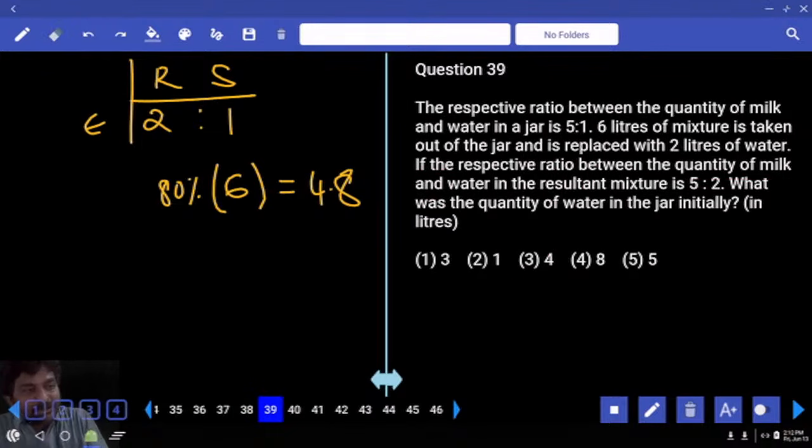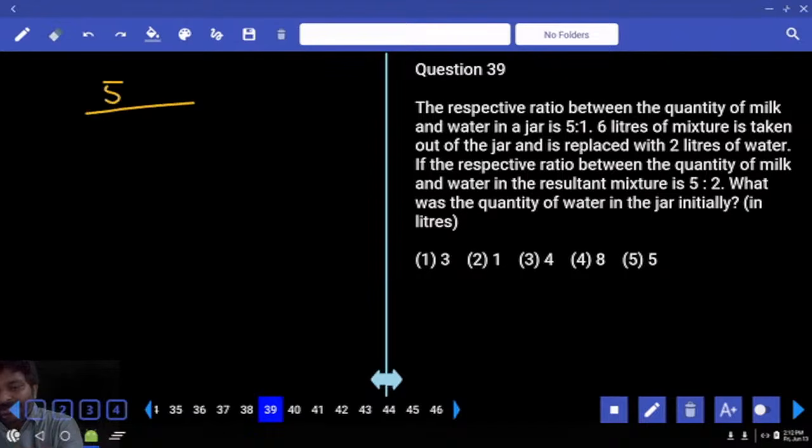The respective ratio between quantity of milk and water in a jar is 5:1. 6 liters of mixture is taken out from the jar and is replaced with 2 liters of water. Initially, we have 5:1 ratio, 5 parts of milk, 1 part of water. Total how many parts? How many liters of the quantity is taken out? Even in that 6 also, milk and water should be in the ratio 5 liters and 1 liter.